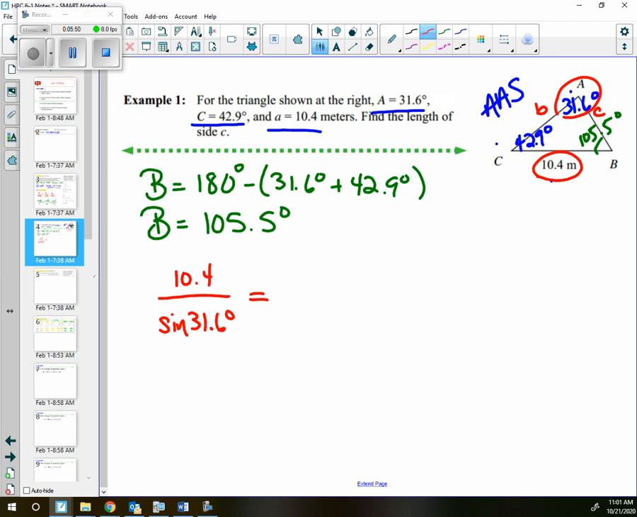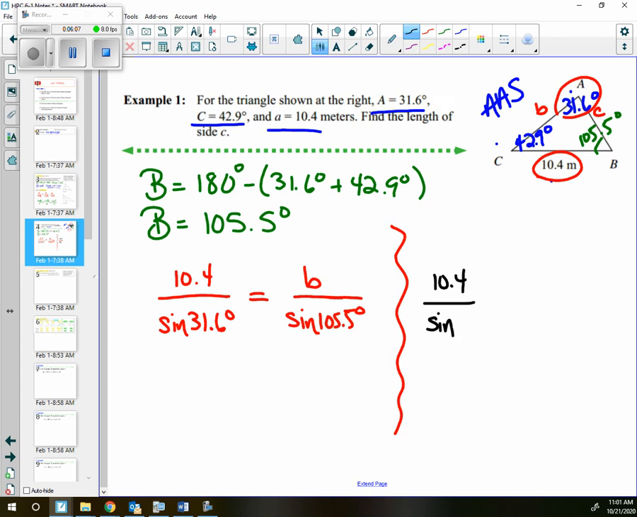as, okay, now let's just go ahead and set up the proportion for little b. So little b, side B, is to the sine of angle B, and angle B was the 105.5. So we can set up that proportion and solve. By the same argument, we should be able to do the same thing for side C. So 10.4, again, everything we know about A, is to the sine of 31.6, as side c is to the sine of angle C, which is the 42.9.